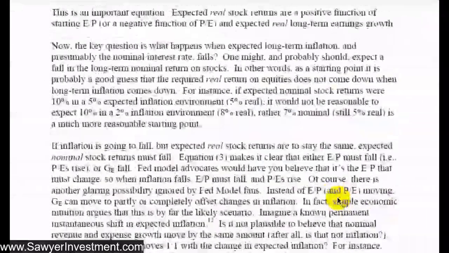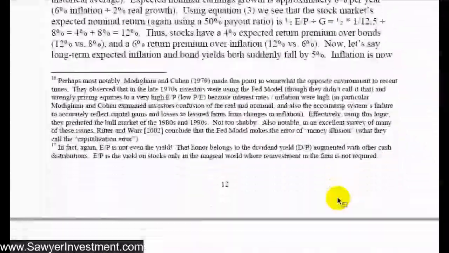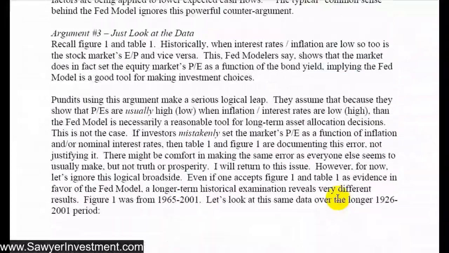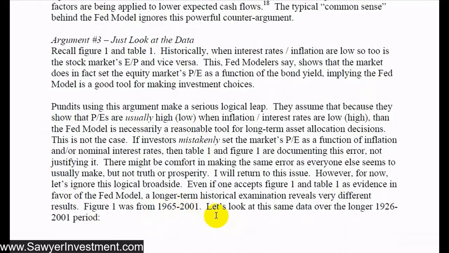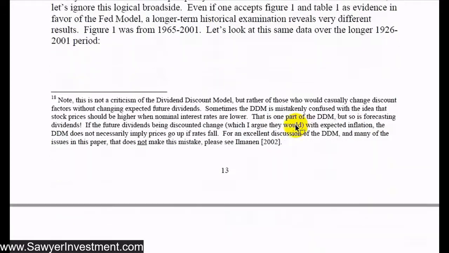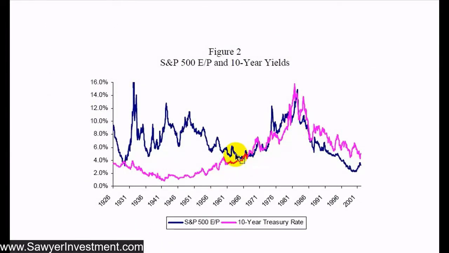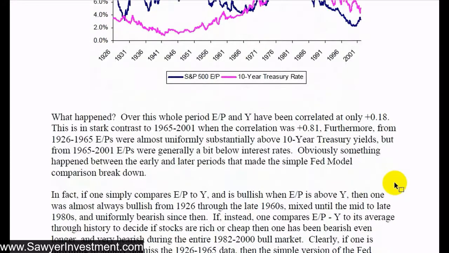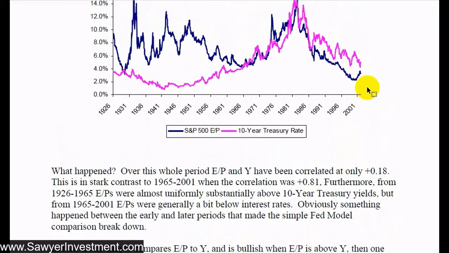So let's go back down to where we're going to counter this argument. We know that time period was 1965 to 2001. So let's go look at a chart that is 1926 to 2001. We see here that starting back in 1926, the relationship between these two is not related at all. In fact, the 0.81 correlation that we found in the prior chart, which was just 65 to 2002, has been reduced to 0.18 when we take into account the full period going back to 1926.